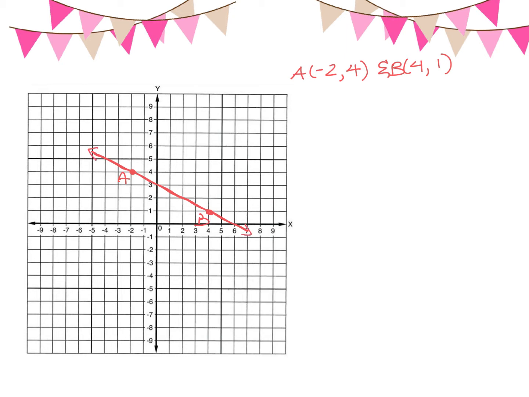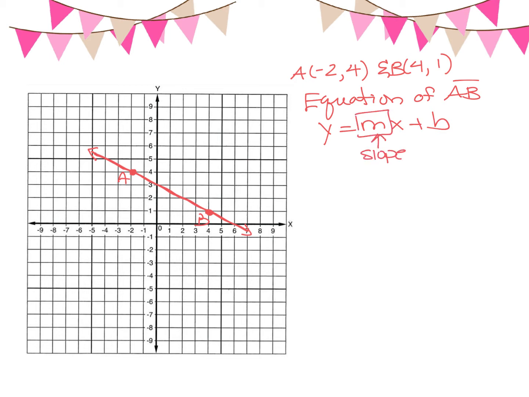And now what we want to do is get the equation of this line, the equation of line segment AB, or line AB. We want it in the form y equals mx plus b, where m is the slope, which is the rise over the run, and b is the y-intercept, where it crosses the y-axis, which is right here. In this case, we see that it's going to be 3. But let's say we didn't know that. So how do we do that?